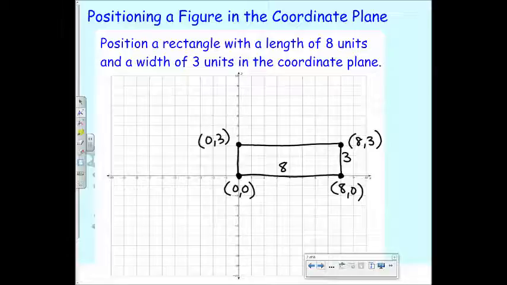What's the perimeter of that rectangle? 22. You're right, it's 22. If this is 8 and this is 3, what do you do to find perimeter? Add up all the sides. So 8 plus 3 is 11, and 8 plus 3 is 11. So altogether, our perimeter is equal to 22. Wait, but I thought 8 was the area. No, 24 is the area because you do 8 times 3 to get 24.